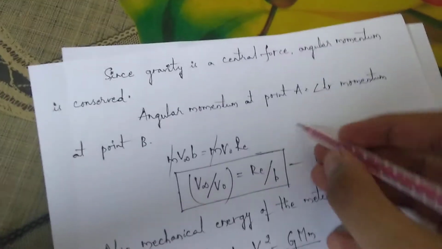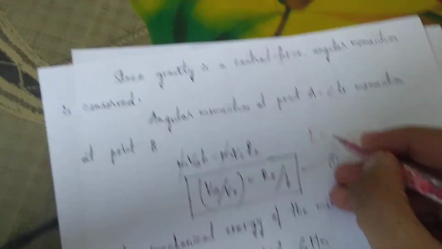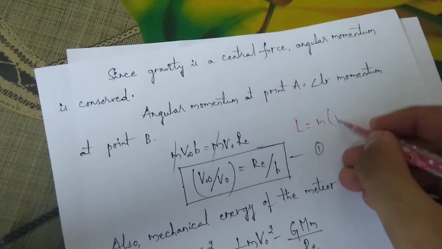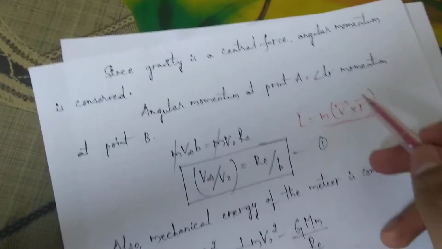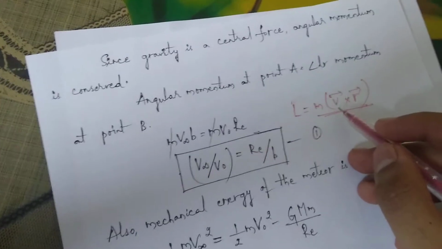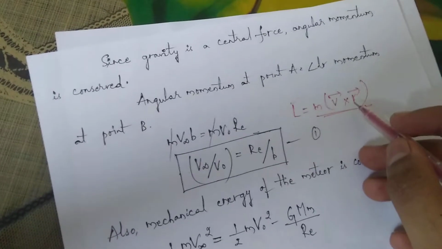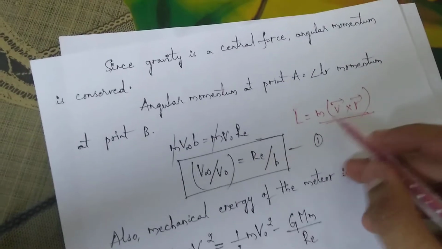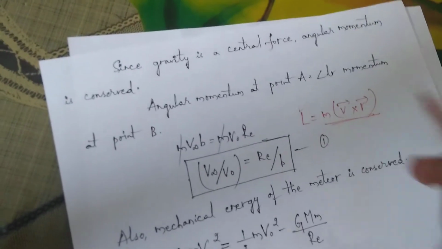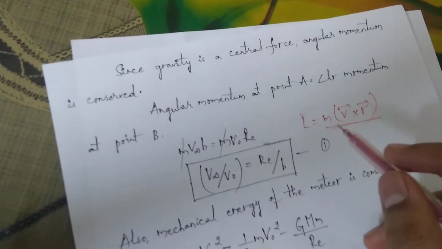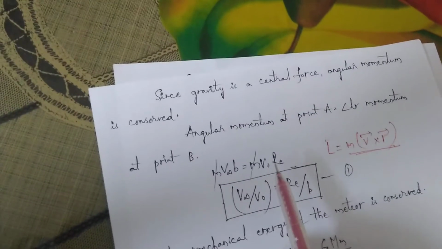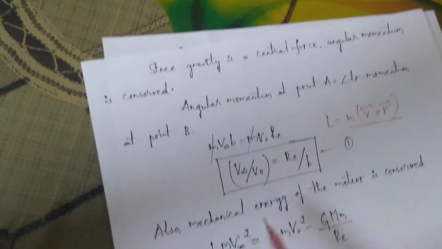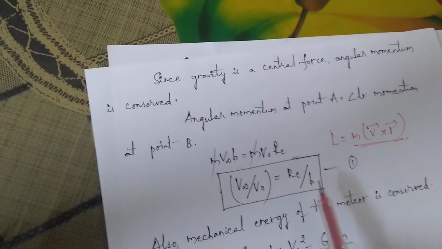Actually, angular momentum is L equals m times v cross r. Here the cross product reduces to a simple product because the velocity is in a tangential direction and r is in a radial direction, so these two quantities are orthogonal to each other. So the cross product is just the product of the magnitudes of v and r. So m v infinity b equals m v0 Re. The m's get cancelled out, and v infinity by v0 equals Re by b.